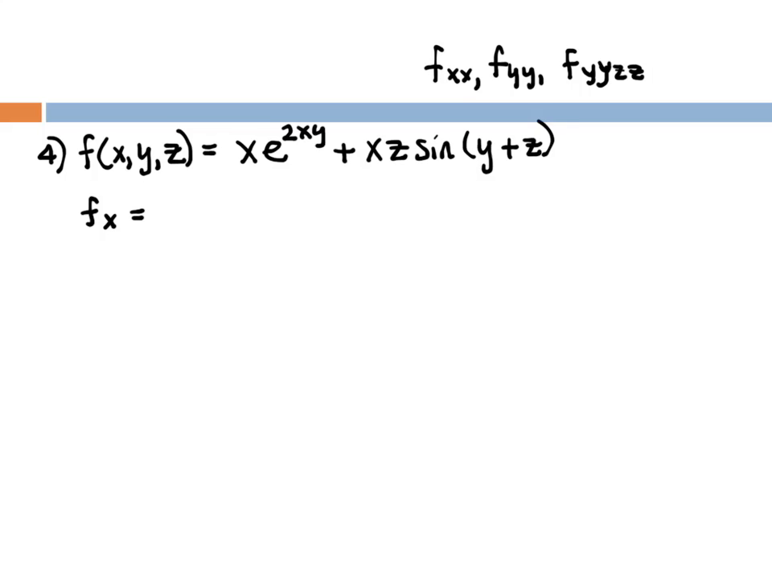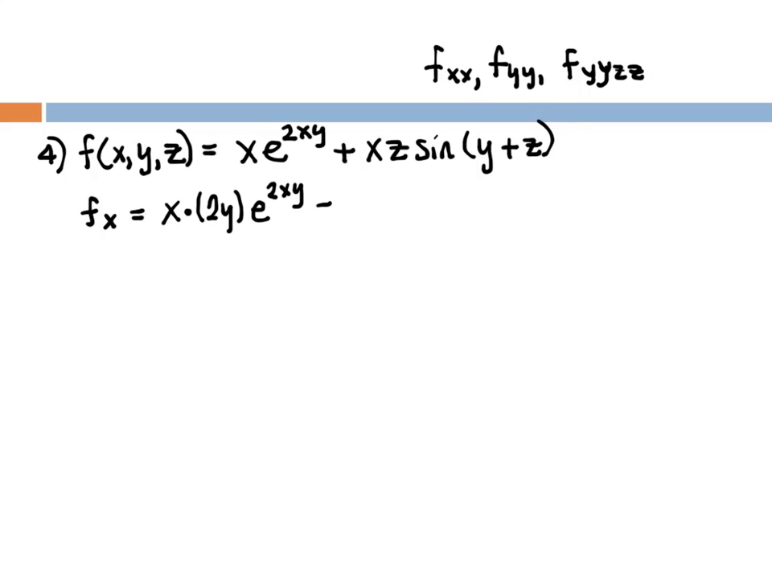So thinking in terms of a product rule, I tend to do my product rules this way. I leave the first part alone, and then I take the derivative of the second part. So what is the derivative of e to the 2xy if x is my variable? 2y e to the 2xy. So the derivative of the power, in this case the inside function, is 2y. And the derivative of the outside function is the e to the 2xy that's already there.